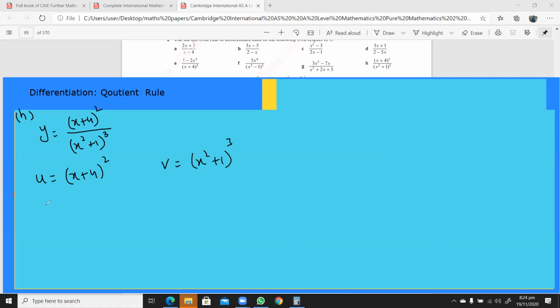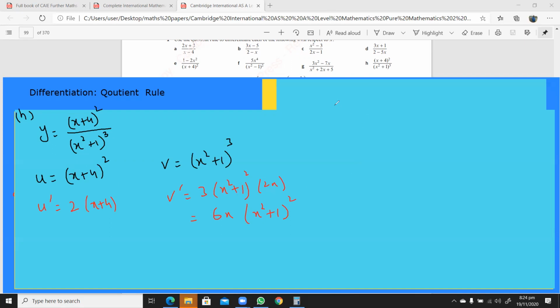Now, this u dash is going to be 2 into (x plus 4) raised to power 1 times 1. And this v dash is going to be 3 into (x square plus 1) whole square times 2x. So this is 6x into (x square plus 1) whole square. So we are ready with the u dash and the v dash.